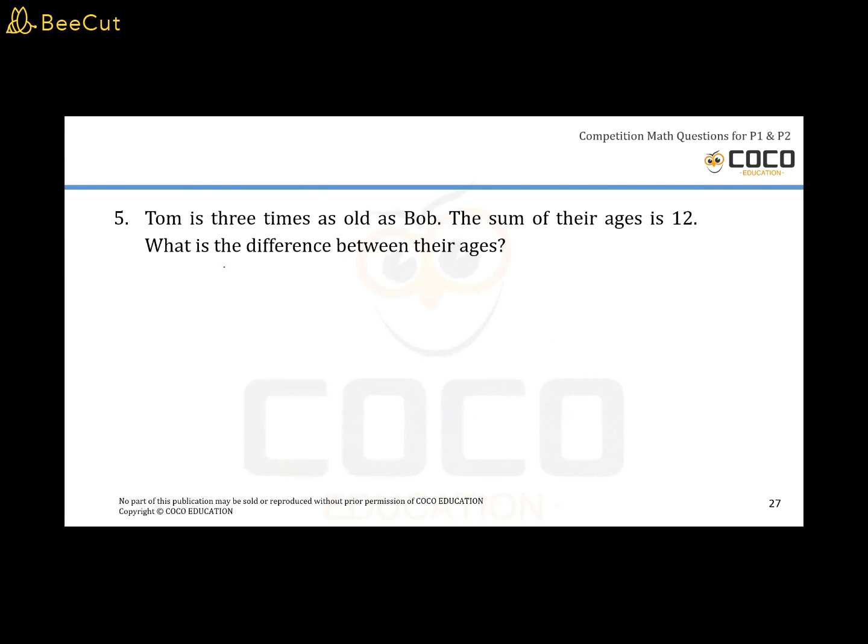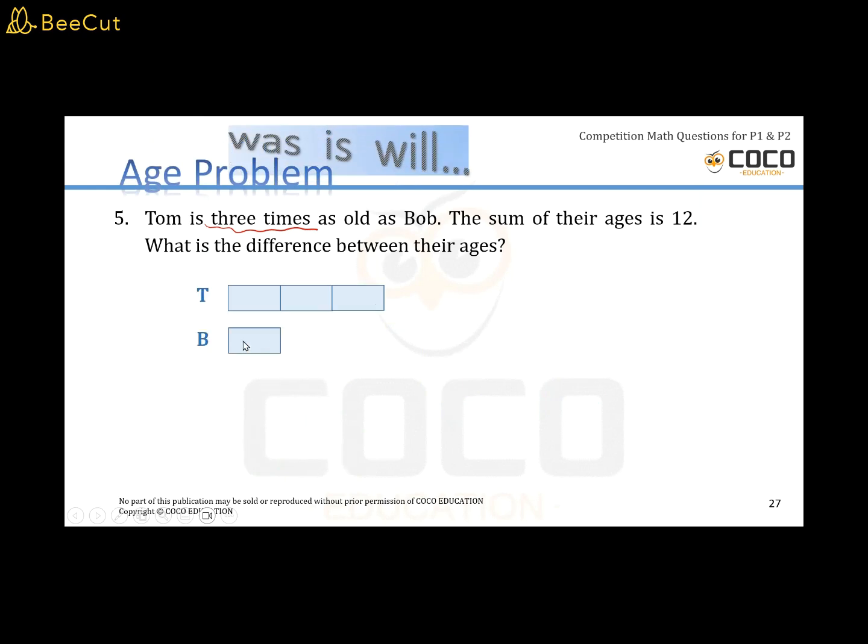Question number 5. We want to introduce how do we draw model for times. Tom is 3 times as old as Bob. It means whatever Bob here, Tom always repeat that for 3 times. Tom is 3 times as long as Bob. Then we know the sum is 12. So we should bracket everything, make 12.